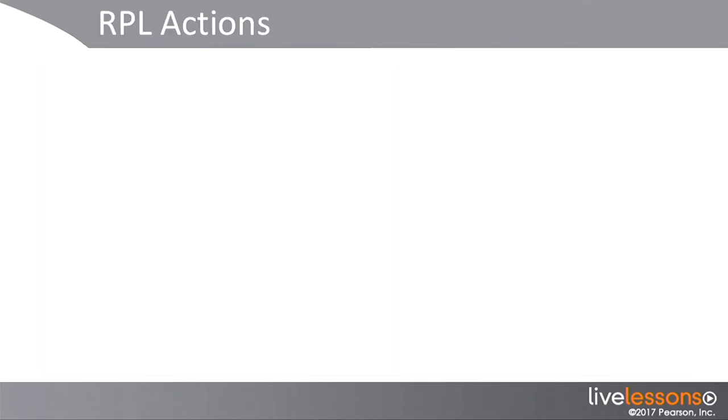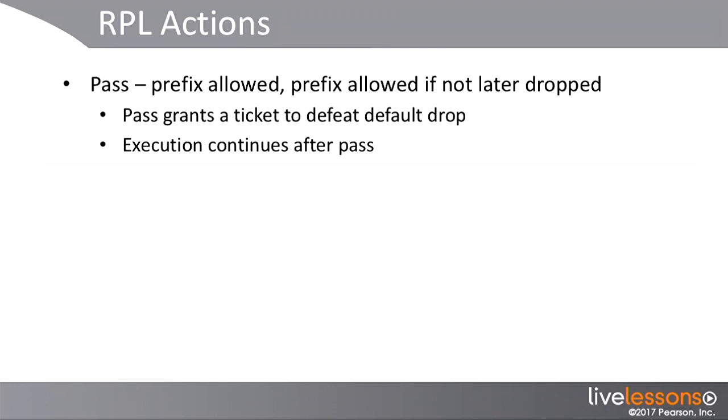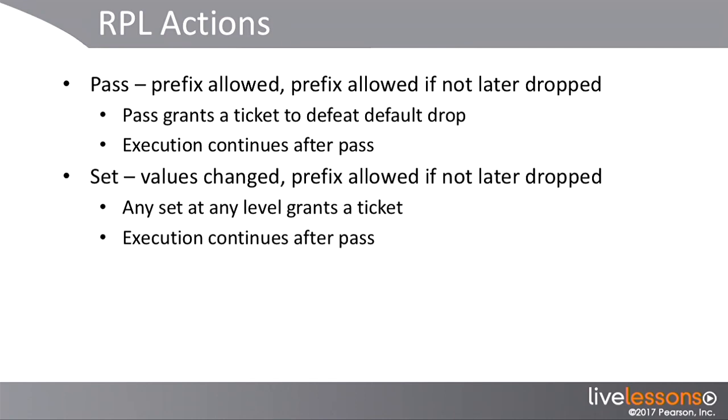There are different actions on the route policies in IOS XR. Pass. In this, you are allowing the prefix if it's not getting dropped later on using some filtering mechanism. If you set pass, you grant a ticket to defeat the default drop on the route policy. If you have configured pass, the execution continues after the pass statement. With the set statement, you can set the values for the prefix and also allow the prefix at the same time. This set statement gives you a level grant for the ticket, and the execution still continues after the pass statement.